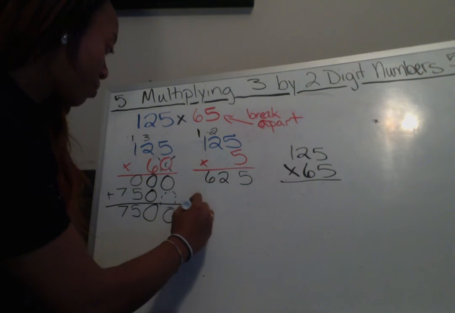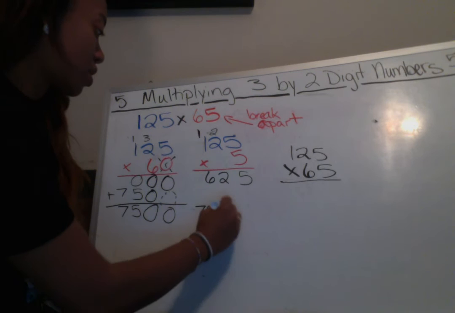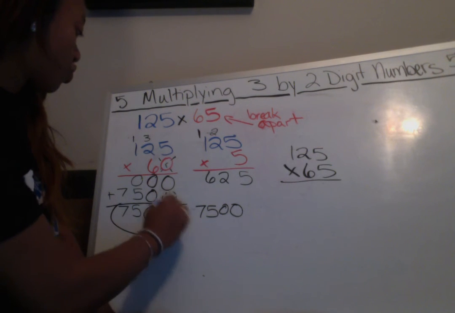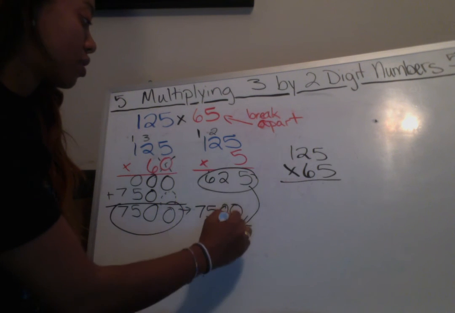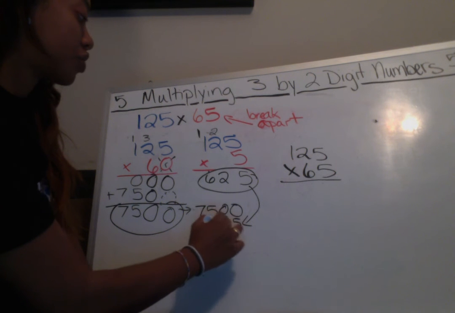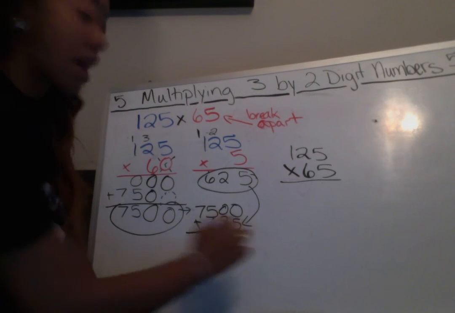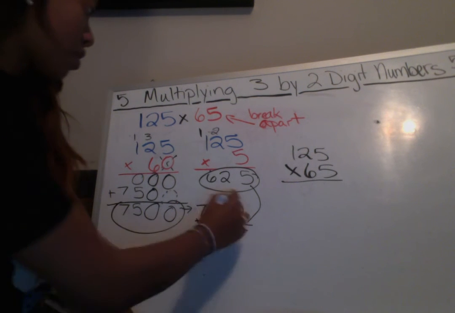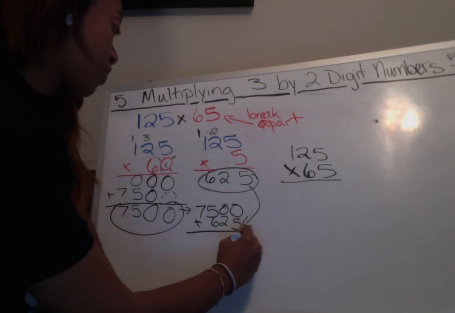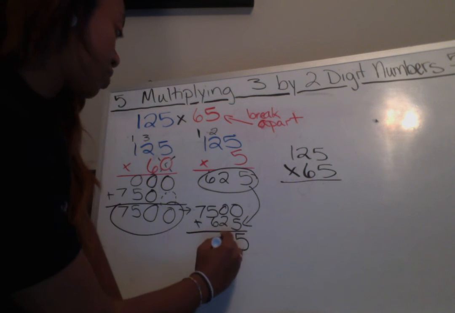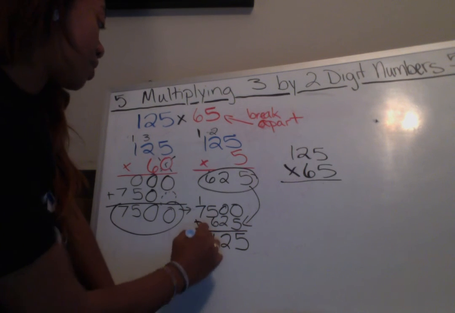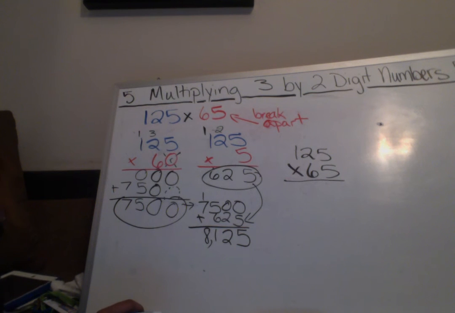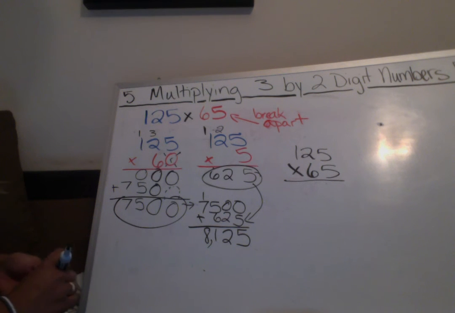If you said add them up, you are correct. So I'm going to take this number here, and I'm going to take this number here, start at the ones place. If you don't know how to line it up, 5, 2, 6, and we are going to add them up. 5 plus 0 is 5, 0 plus 2 is 2, 5 plus 6 is 11, carry the 1, 7 plus 1 is 8. 8,125. Now watch what I'm saying about partial products.